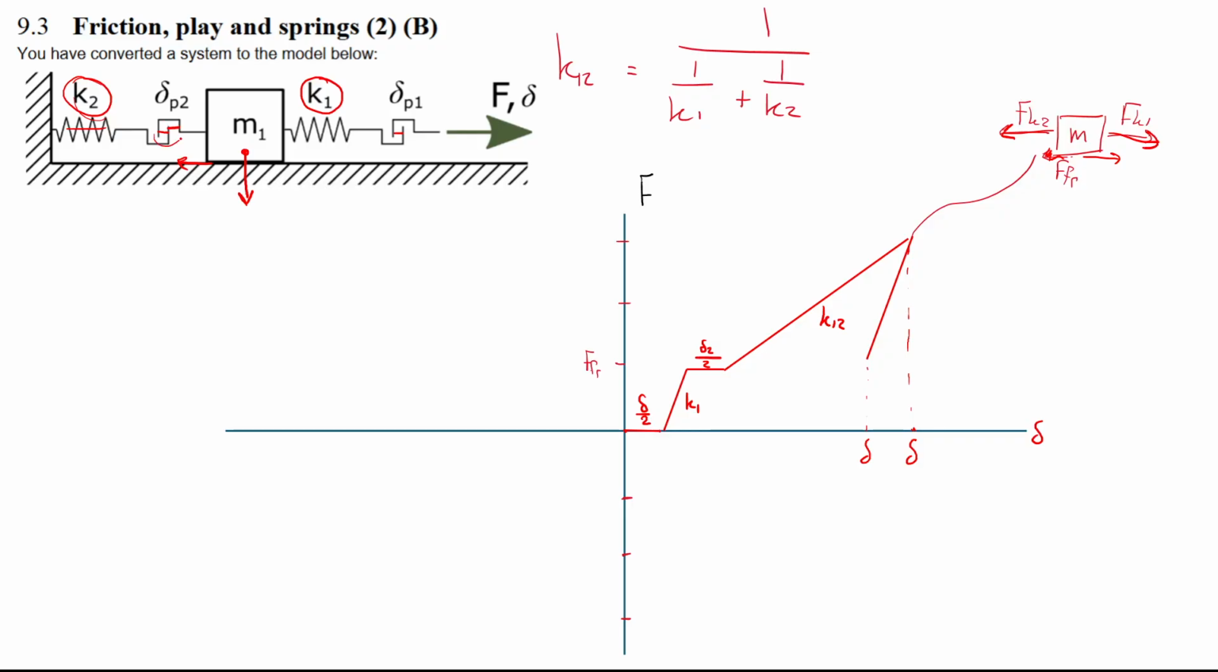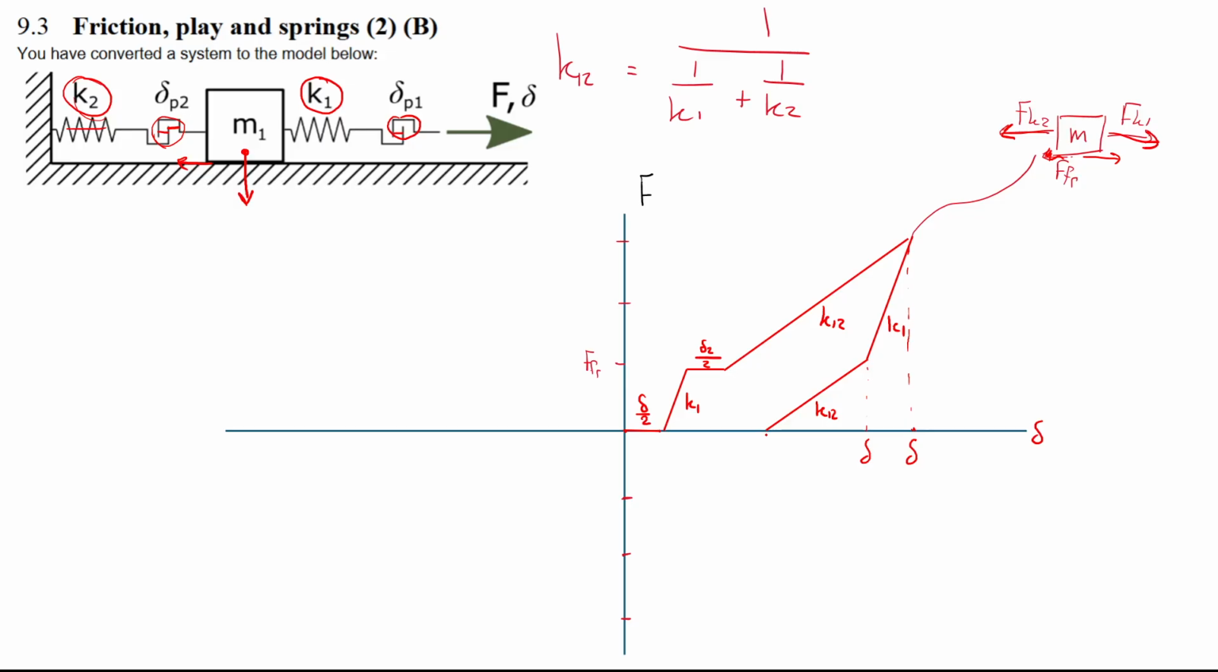Now, there is still force on the play, so the play will not be overcome, not until we hit the 0 point. So there's 0 newtons on my graph. Now, of course, here it goes down with K12 again. This was K1.